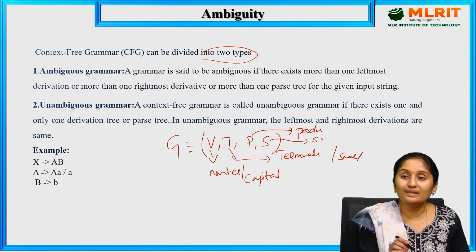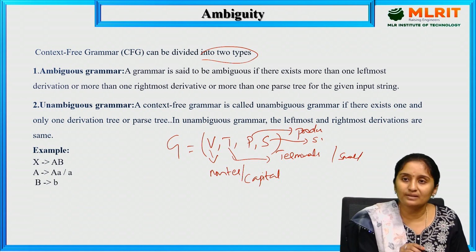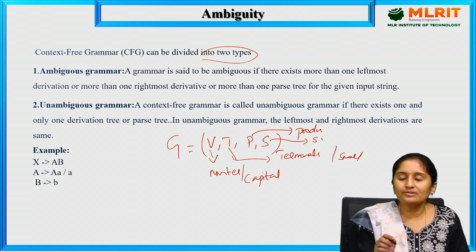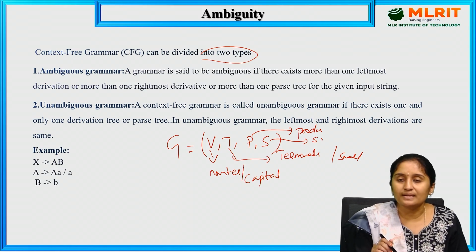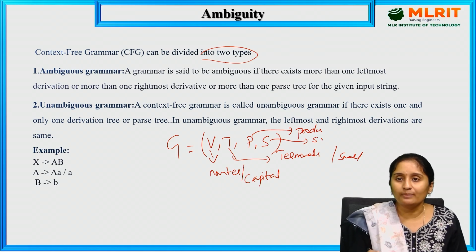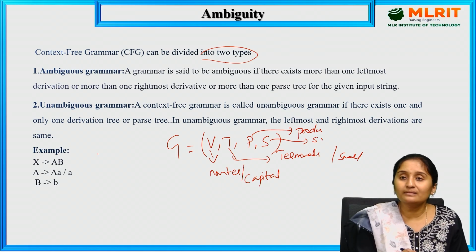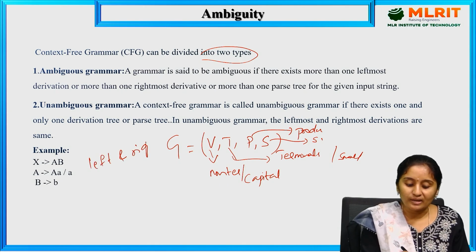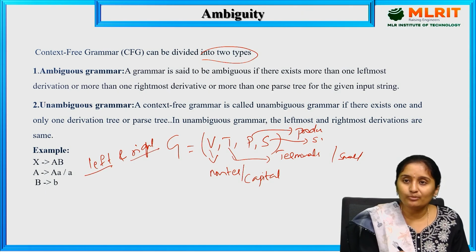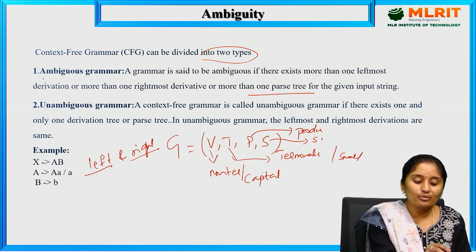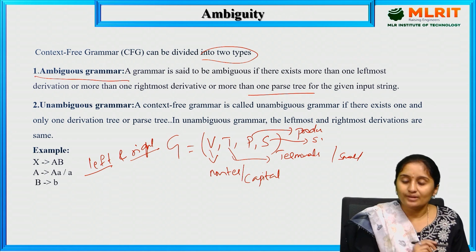This context-free grammar is divided into two types: ambiguous grammar and unambiguous grammar. So what is ambiguous grammar? Ambiguous grammar is one where there exists more than one parse tree. That is, if we derive a parse tree using the leftmost derivation and rightmost derivation, and we get more than one leftmost derivation or more than one rightmost derivation, meaning more than one parse tree is generated, then we call it ambiguous grammar, for the same string.